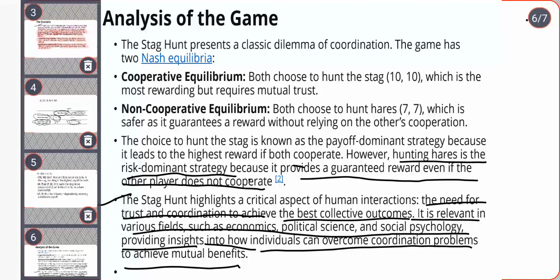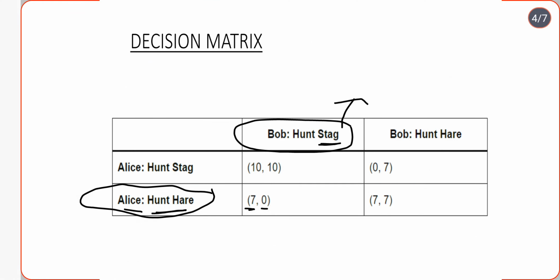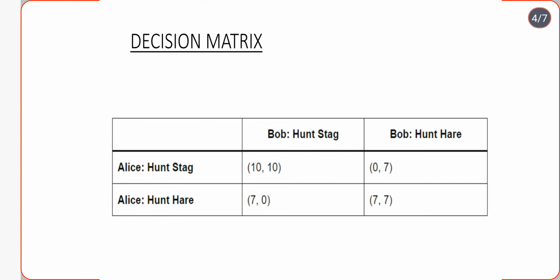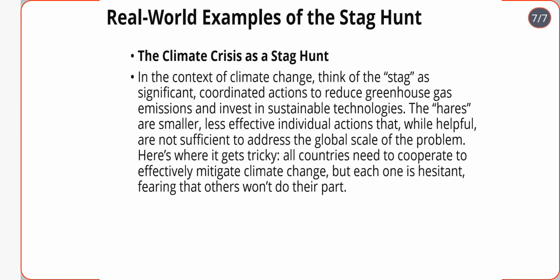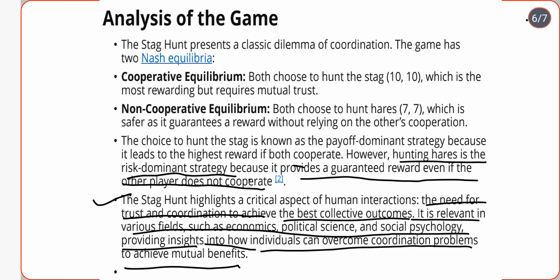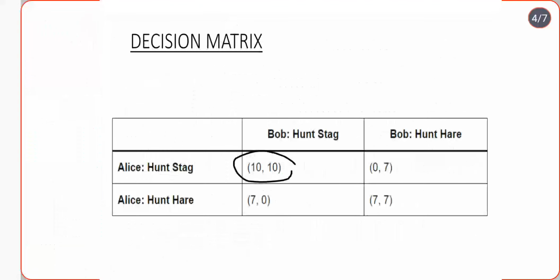If both of them have cooperated here, that is, both of them are selecting to hunt the stag together, then both of them can get a very high payoff, that is 10 and 10. But it depends on whether they are trusting each other or not, whether they are cooperating with each other or not. If they are cooperating, trusting and coordinating with each other, then both of them will receive the best collective outcome, which is 10 and 10.